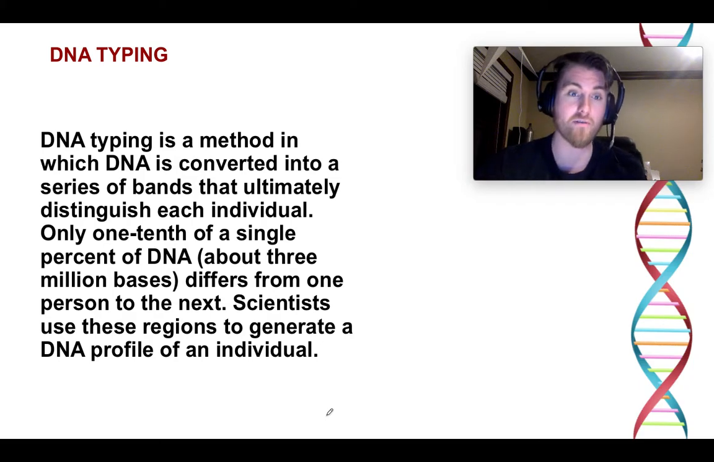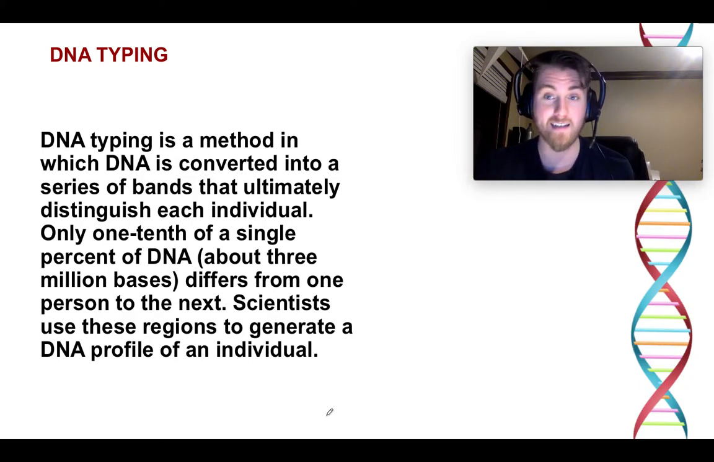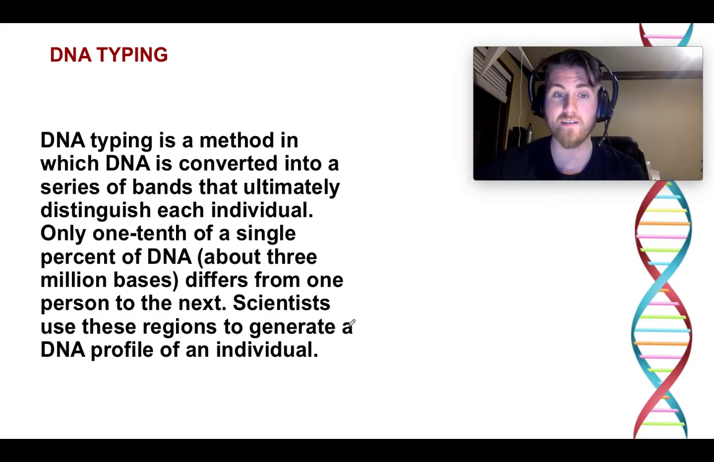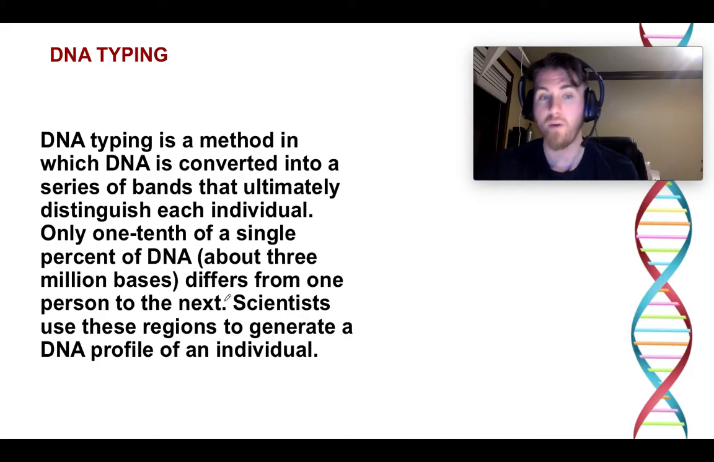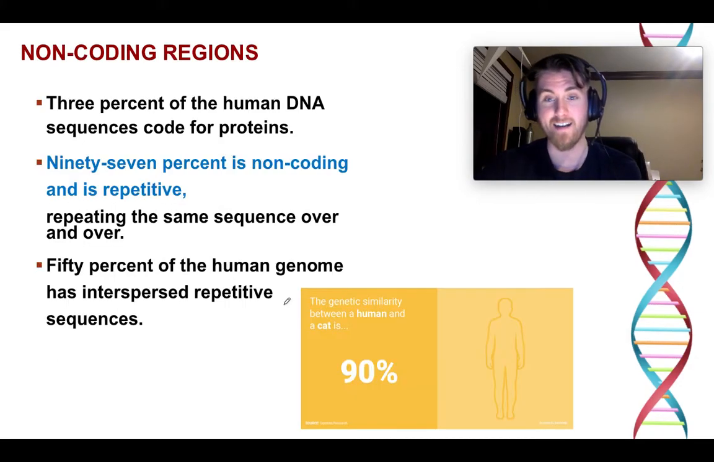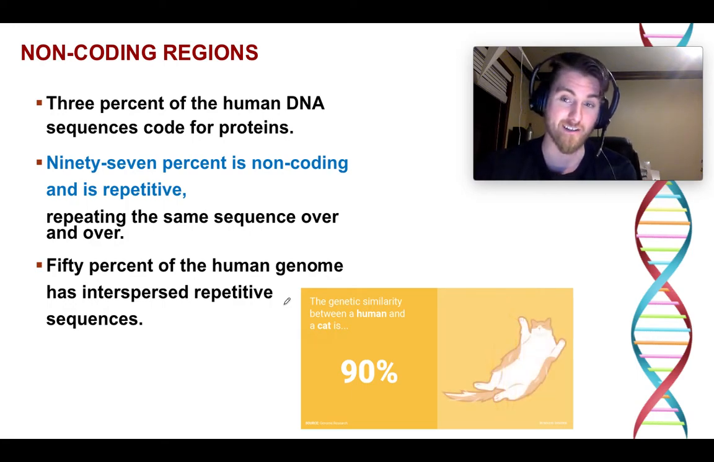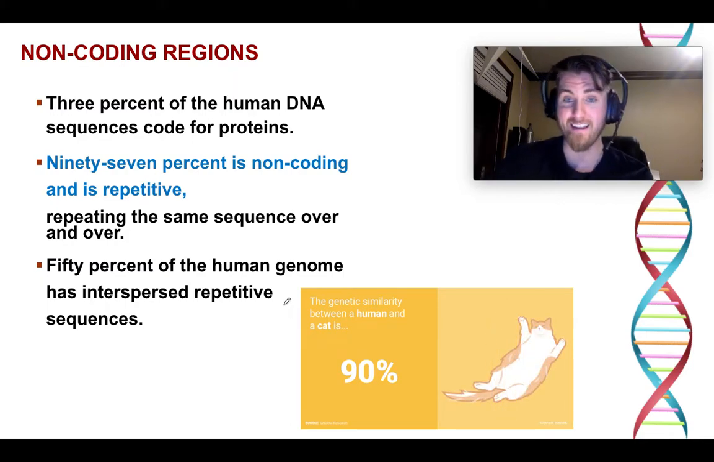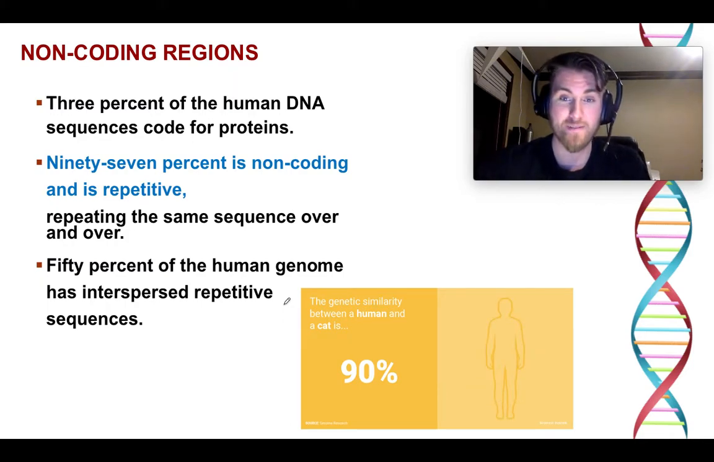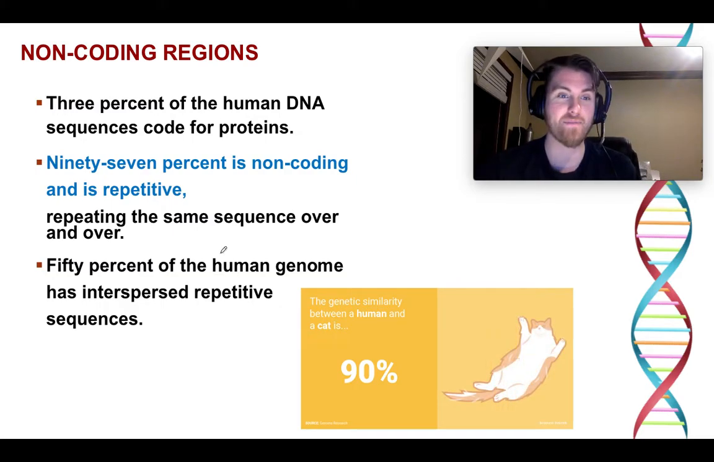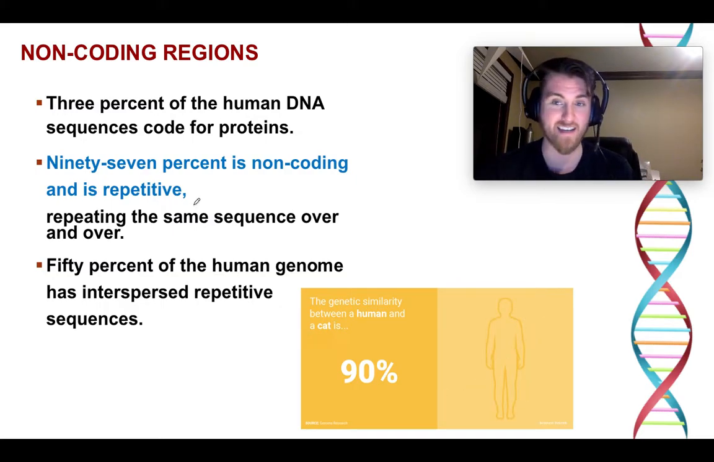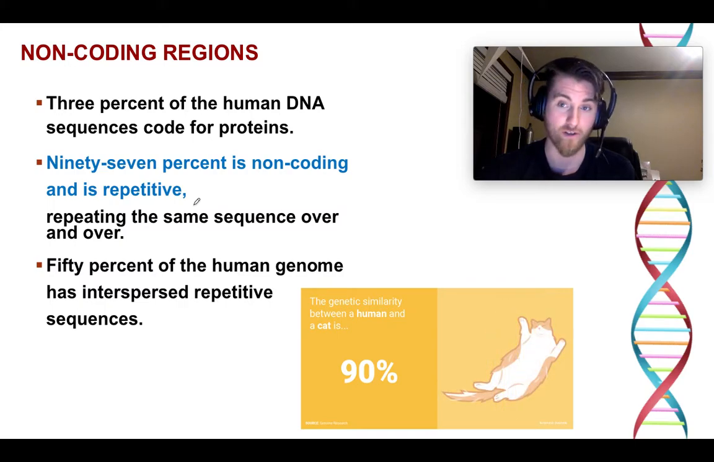So what they're going to do is that DNA typing, in general, they're trying to figure out the differences between one person and another. That's the main idea. And the way in which we first start out here is that DNA, for the most part, is really common in lots and lots of things. Specifically in humans, 97% is non-coding. It's just the same sequence over and over again.